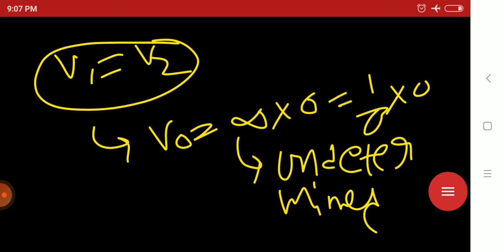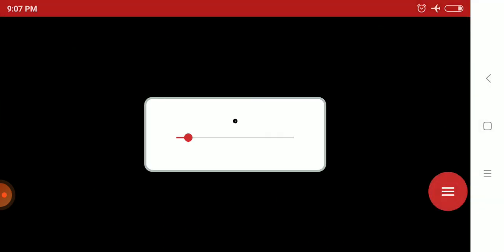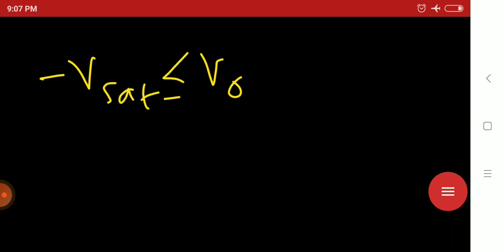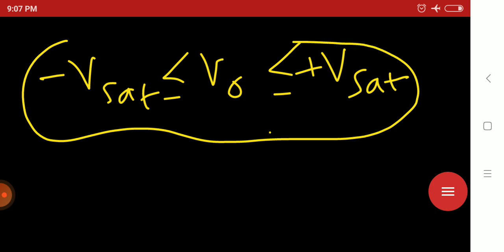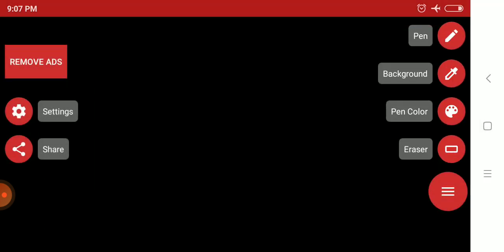So what can you see from here? An important thing: the output of an op-amp lies between negative V saturation and positive V saturation, that is, minus V saturation less than or equal to V0 less than or equal to plus V saturation. So what is the characteristic curve of an op-amp? We can draw it.